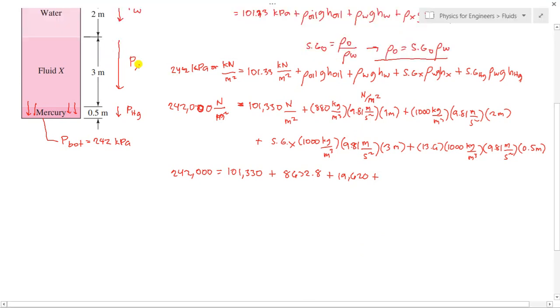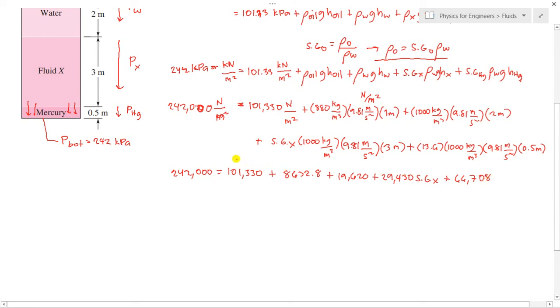Then sunod kay si fluid X, so mo na tong unknown. So for fluid X, that is just 1,000 times 9.81 times 3. So the answer is 29,430 times the SG. So 29,430 times SGX mo na unknown. Plus the mercury, pinaka-last, 13.6 times 1,000 times 9.81 times the height of 0.5. The answer is 66,708. This is in Newton per meter squared.